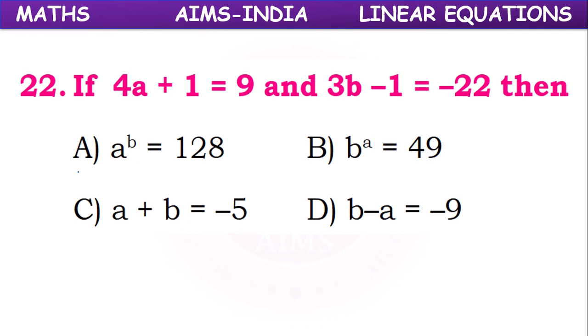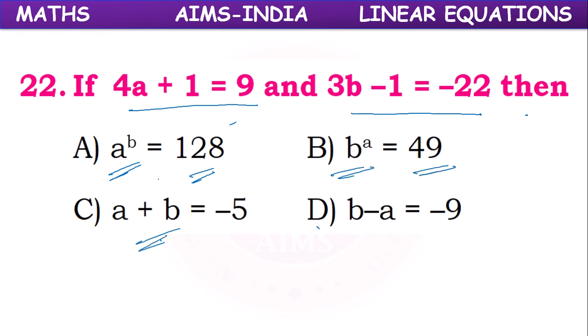22nd question. If 4a plus 1 equal to 9, 3b minus 1 equal to minus 22, then which of the following relation is true? Option A: a power b equal to 128, b power a equal to 49, a plus b equal to minus 5, b minus a equal to minus 9. Which of the following relation is true?